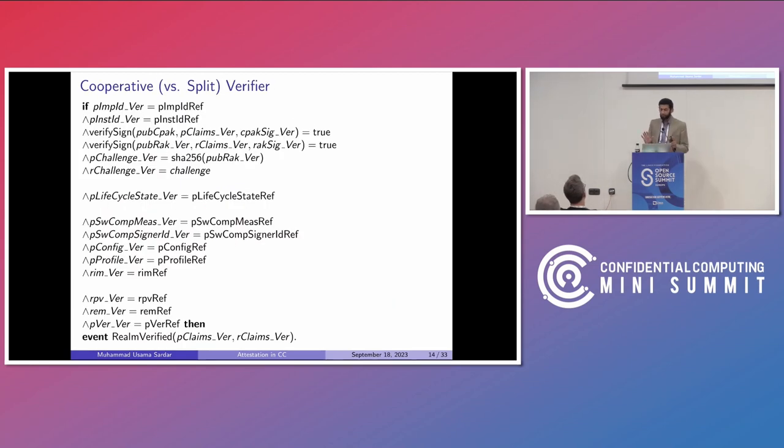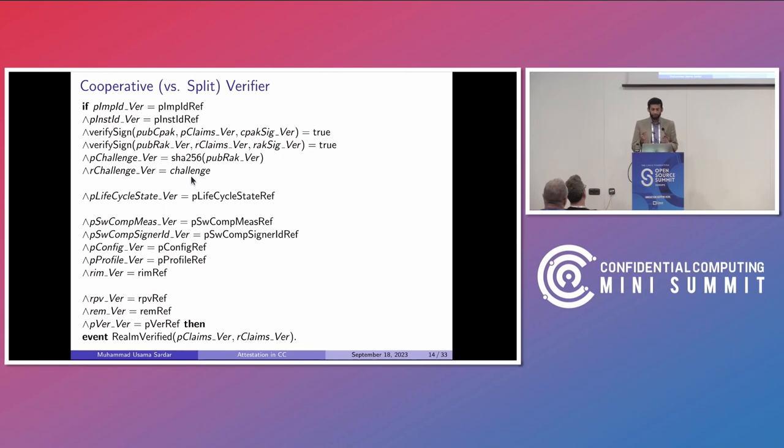And at a very high level, I will not go to the details, but the whole verification, as I said, is also flexible. Cooperative versus split verifier, this is showing the cooperative verifier, which is doing all the steps together and not separately for both evidences. This is the cryptographically related steps, signature verification, and checking that the two attestors are cryptographically bound to each other via this hash. The public part of the REC is equal to the challenge which is sent in the evidence. And this is guaranteeing the freshness.